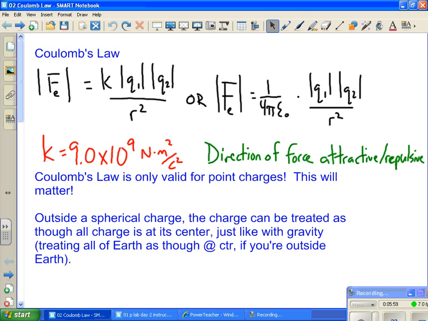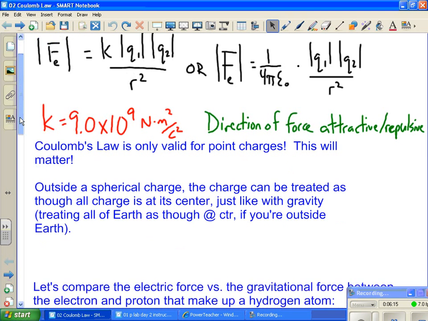When you're outside of the Earth, you could treat the whole thing like a point mass. Likewise, if we're outside a spherical charge, then we can treat it like it's just a point charge, all located right at the center. So, convenient.